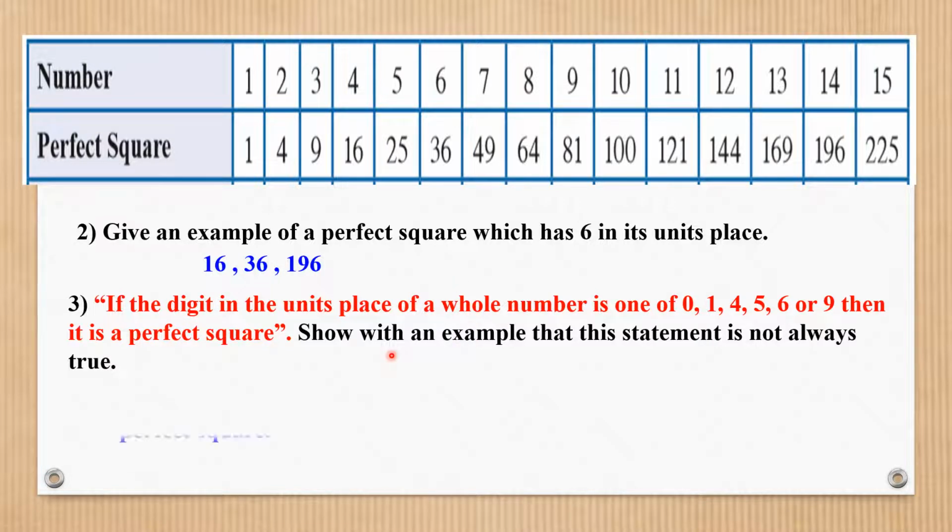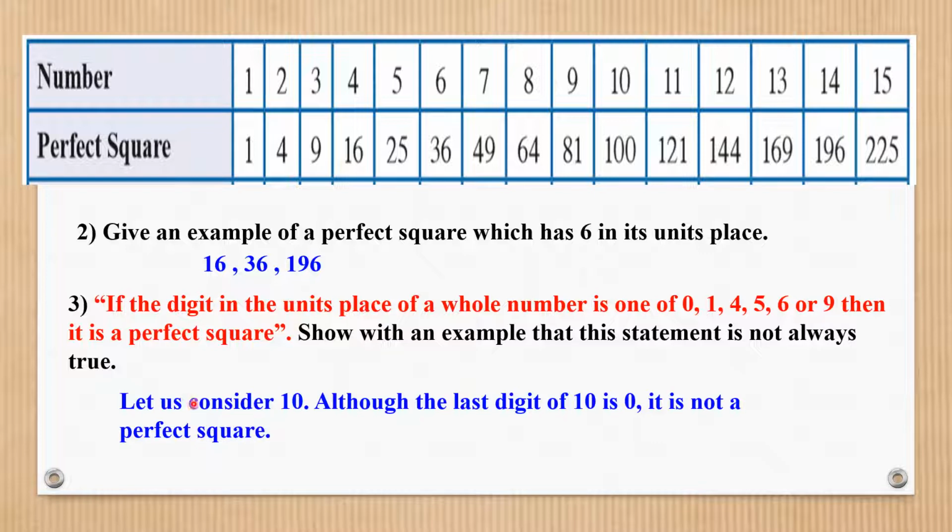හරි බලමු. Now I take 10 because the last digit of 10 is 0. But although the last digit of 10 is 0, it is not a perfect square. Actually, we know 10 is not a perfect square. 3 times 3 is 9 and 4 times 4 is 16. There's no 10 in the perfect square series. So 10 is not a perfect square, but its last digit is 0.